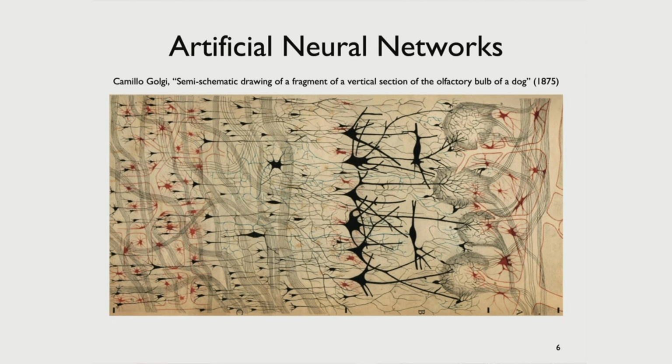OK, so an artificial neural network is a really, really stripped down model of a neural network. This is a very old neuroanatomy diagram from Camillo Golgi, who you might know from the Golgi stain. This is from the olfactory bulb of a dog, in a dog's nose.